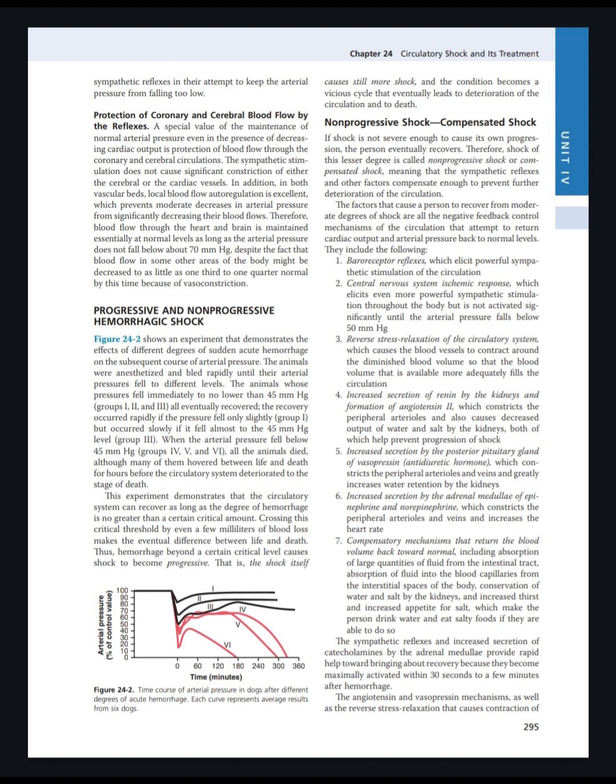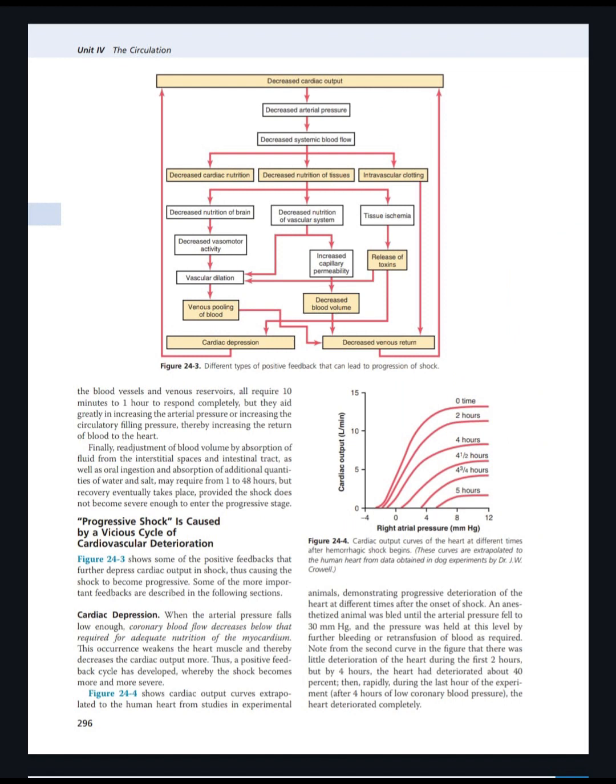Compensatory mechanisms that return the blood volume back towards normal include absorption of large quantities of fluid from the intestinal tract, absorption of fluid into the blood capillaries from the interstitial spaces of the body, conservation of water and salt by the kidneys, and increased thirst and increased appetite for salt, which makes the person drink more water and eat salty food if they are able to do so. Highlight till here and highlight this figure as well, figure 24.3.